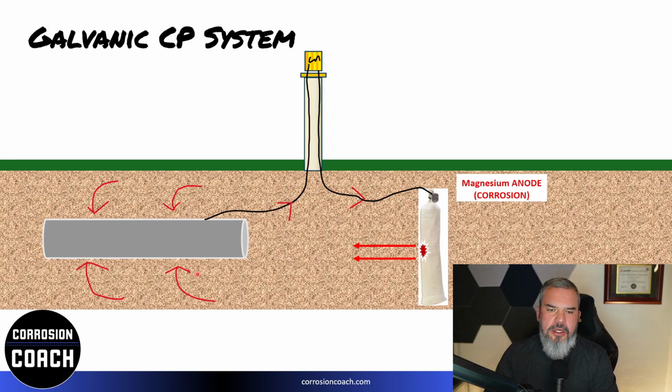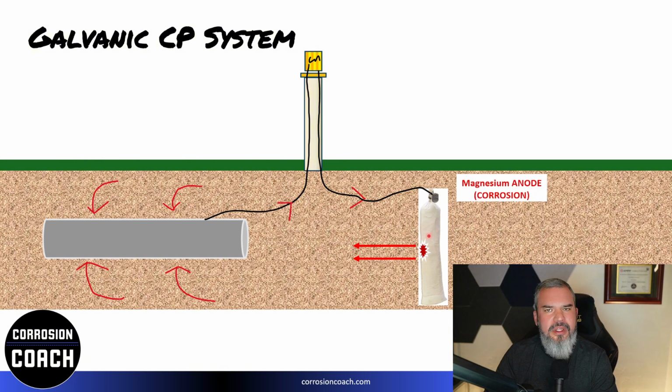So what we're doing here, I'm going to walk you through this a little bit. I've got my pipeline over here buried. I've got a cable connected through a test station. You can see my little squiggly line there that's supposed to represent a shunt. A shunt is nothing but a known resistor. I've got the other part of that cabling connected to what I've buried, a magnesium anode.